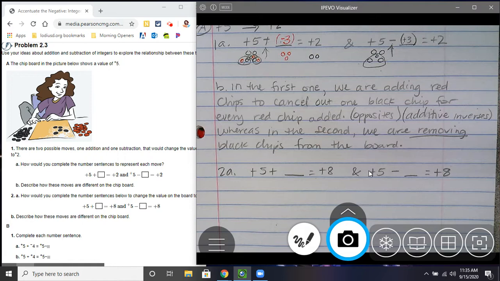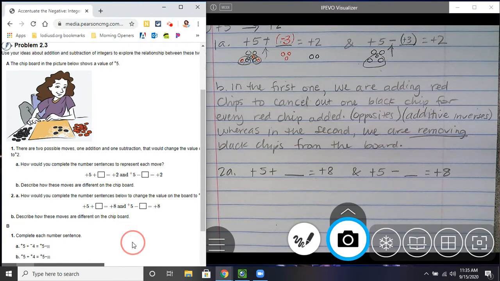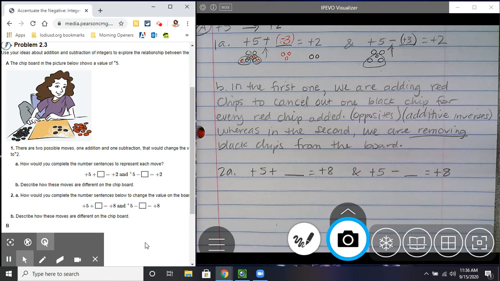All right, so let me get myself situated here. I'm having technical difficulties. Why are you not the right size? Okay, I fixed it.